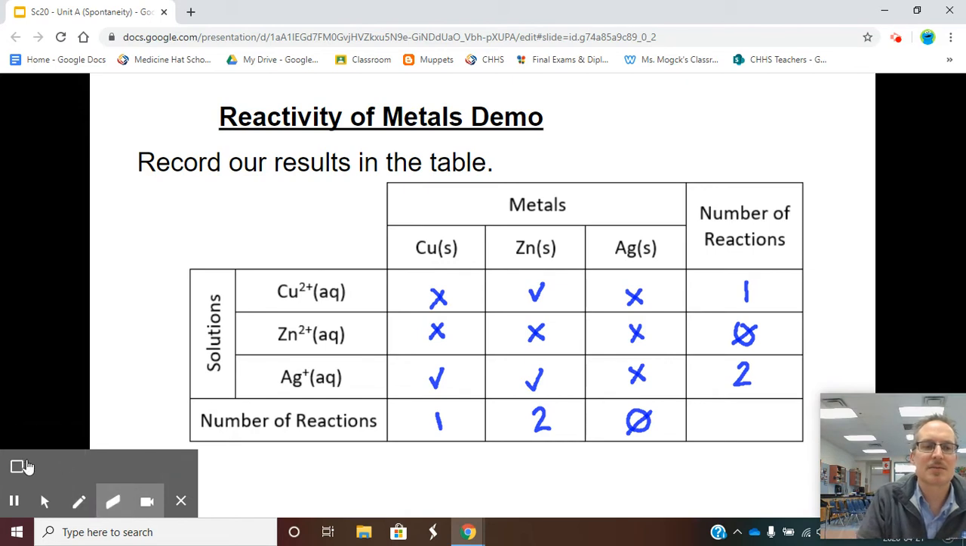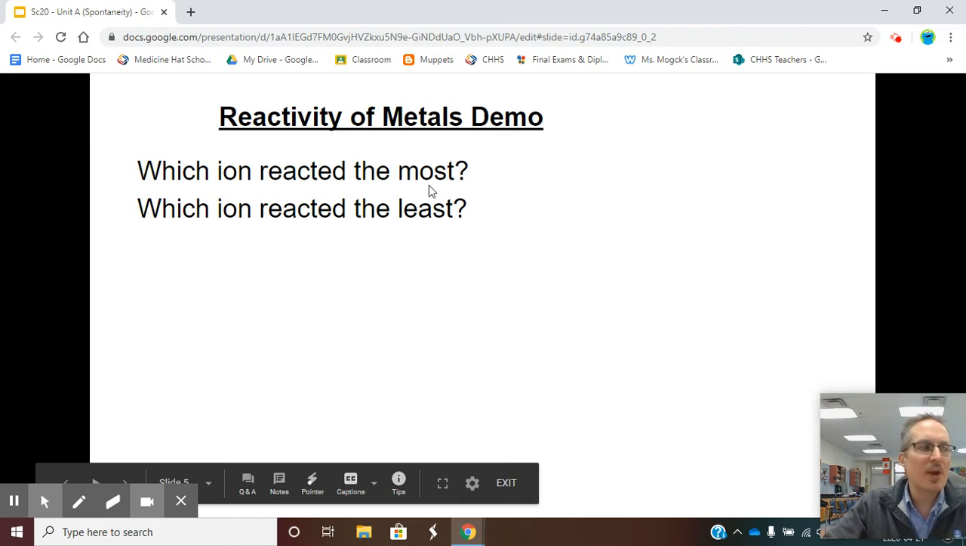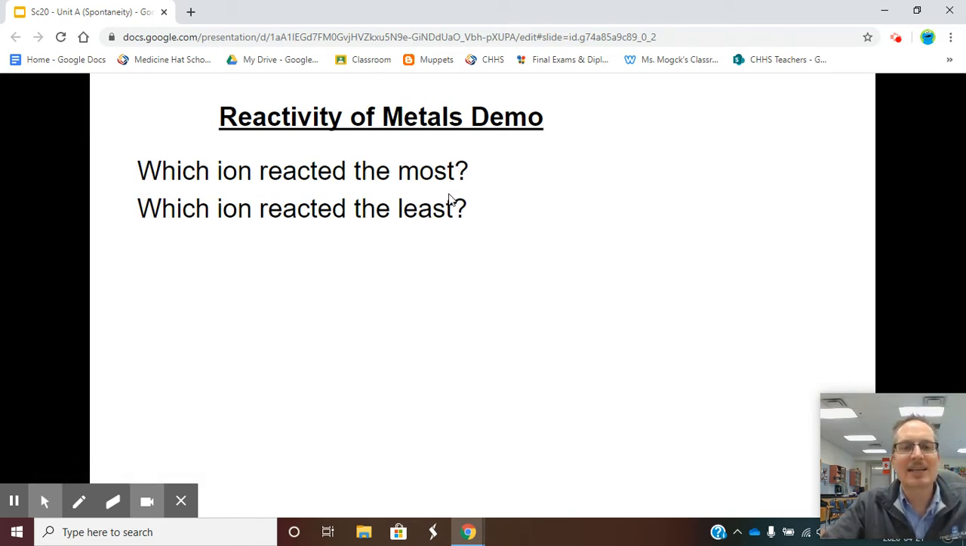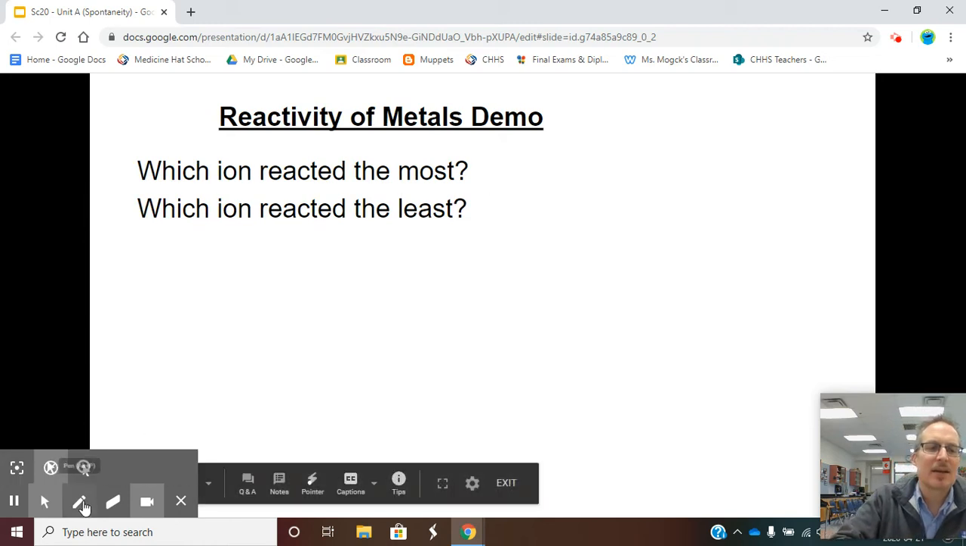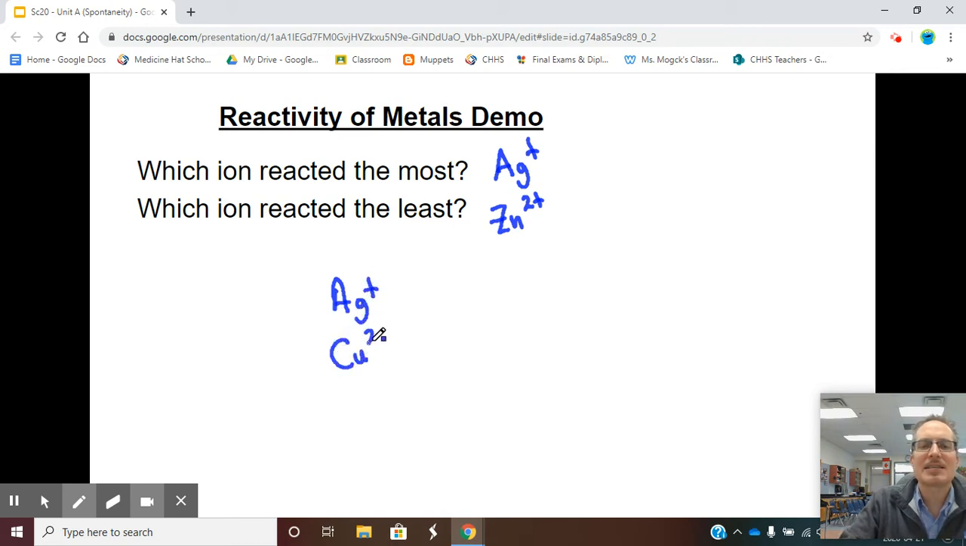So let's clear this. And let's use this idea to talk about some of this stuff. So, which ion reacted the most? Well, that's easy. That was my silver ion. Which ion reacted the least? So if we go back, that would have been my zinc ion, didn't react at all. So using this idea, let's take my three ions and put them in order. Silver reacted the most. Copper reacted second by reacting one time, and zinc ion didn't react at all.